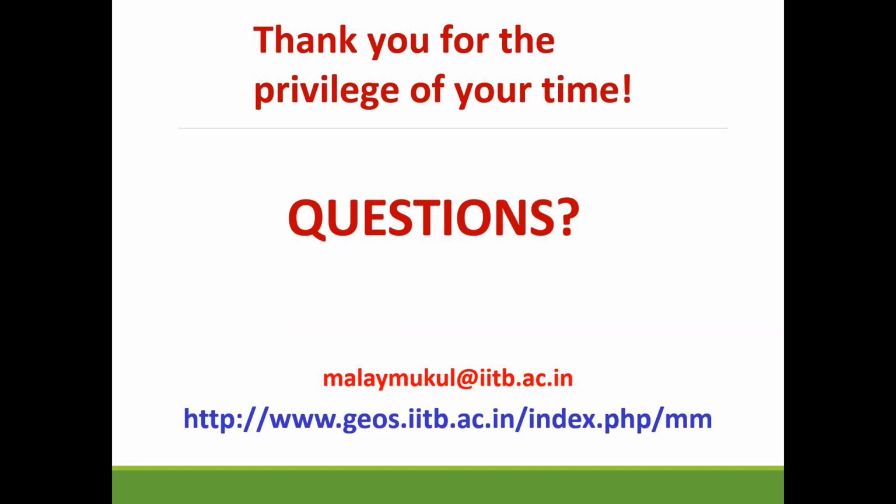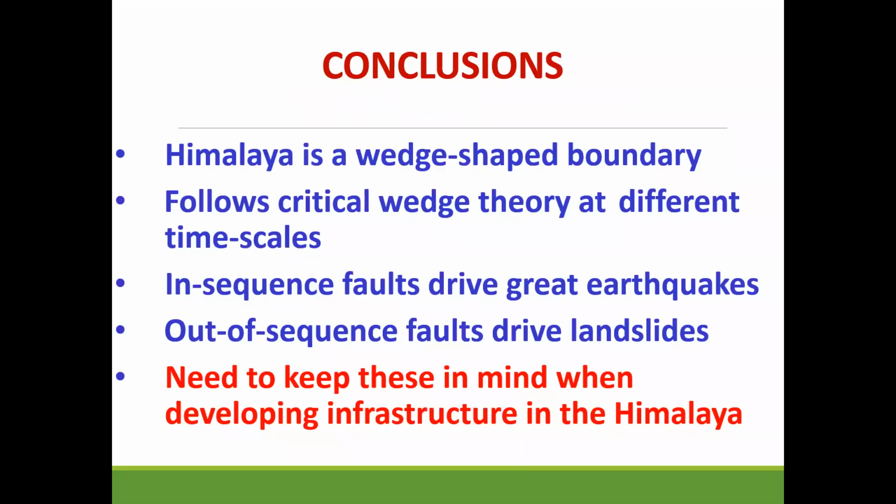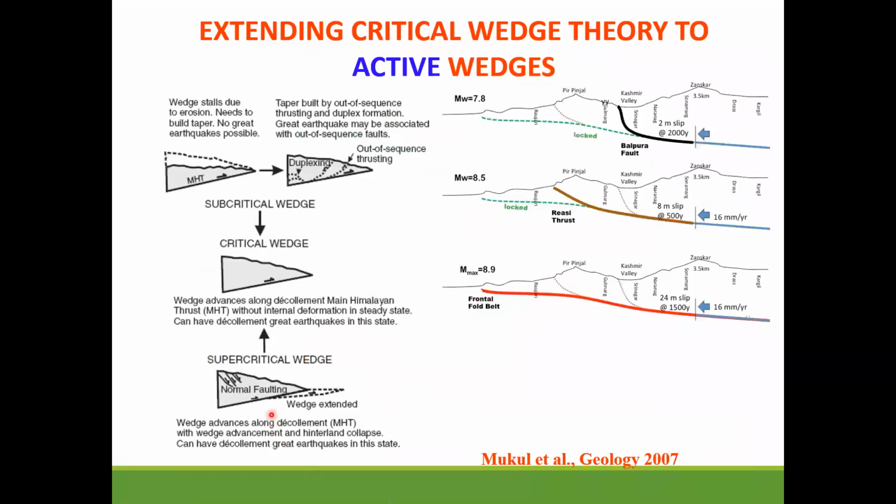Let me go back to this diagram. I didn't talk about it in detail here. But when you get into this supercritical wedge situation, the wedge actually needs to lose taper. Here you need to gain taper to become critical. Here, you need to lose taper to become critical. And one of the mechanisms by which you can lose taper is normal faulting. So if you go to the back end of the Himalayan wedge, from the STD northwards, you actually get normal faulting.